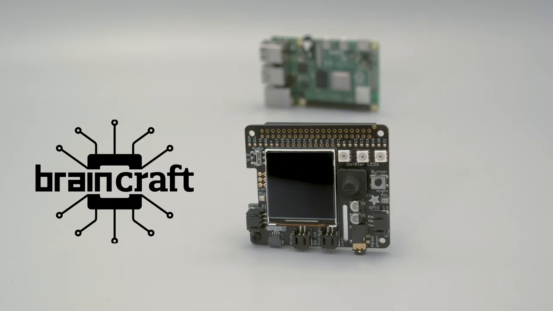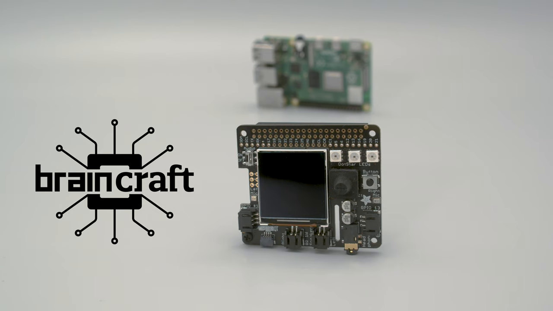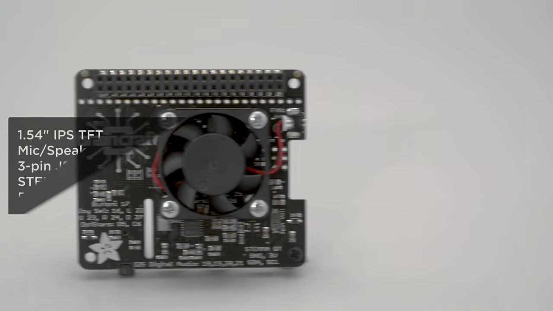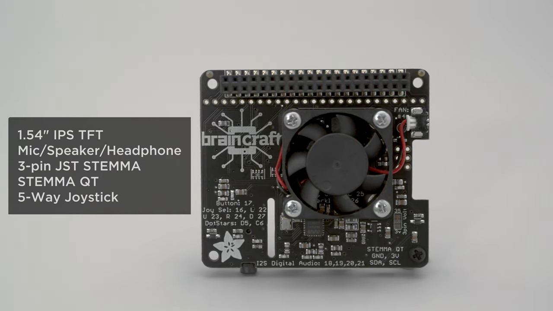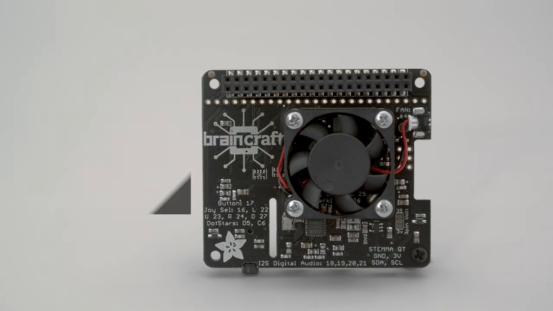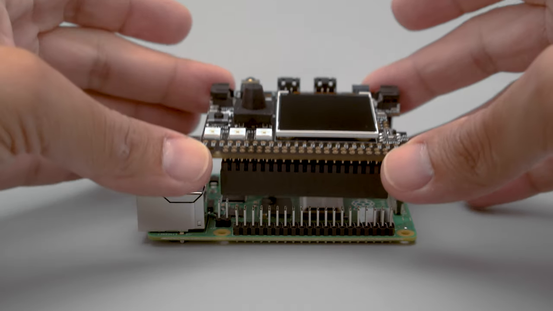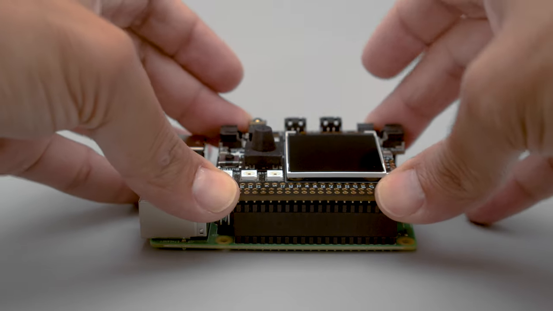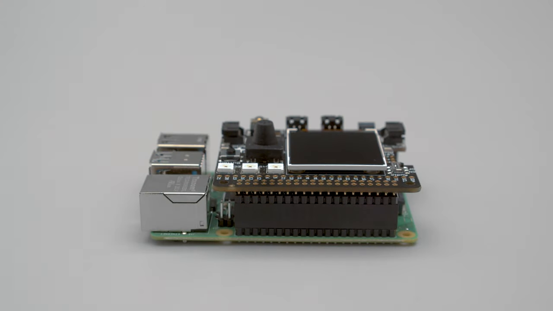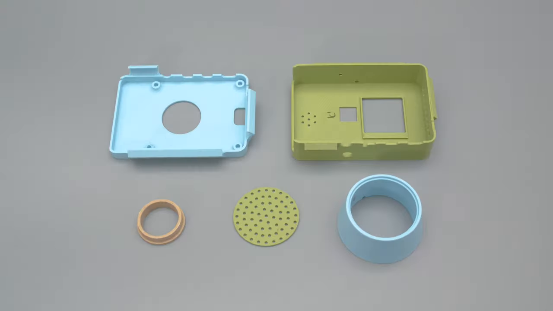The Adafruit BrainCraft hat has tons of built-in goodies, so it's great if you want to make a no-solder project. It comes with an external fan, which helps prevent the Pi from overheating, which is necessary for those intense computational projects. Installation is super easy. You can just press fit the hat right on top of your Raspberry Pi.